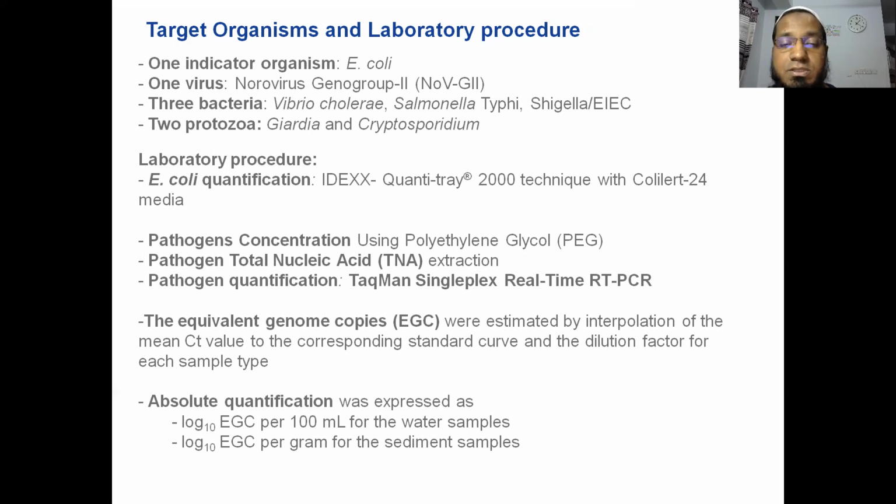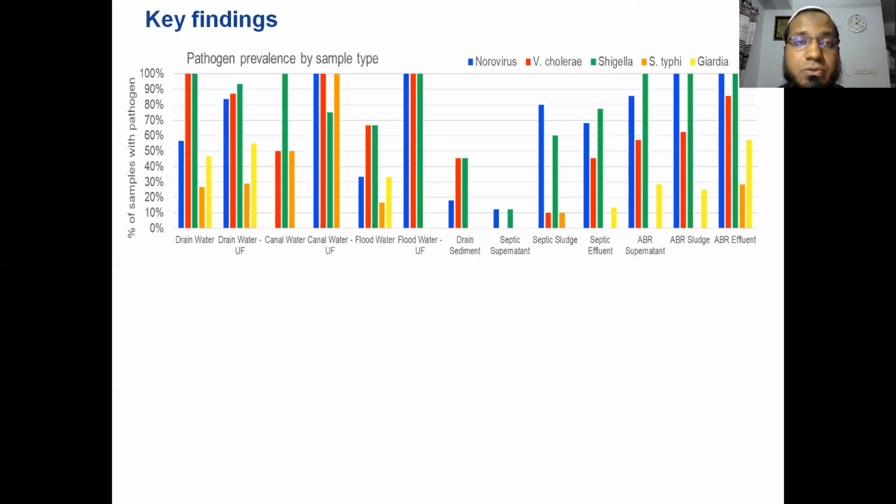Absolute concentration was expressed in log equivalent genomic copies per 100 ml for each water sample, and the sediment samples were expressed per gram. So these are the results, like frequency tables of each type of sample for each type of pathogen.